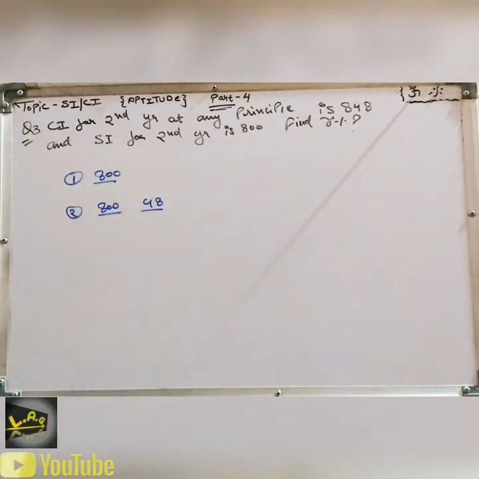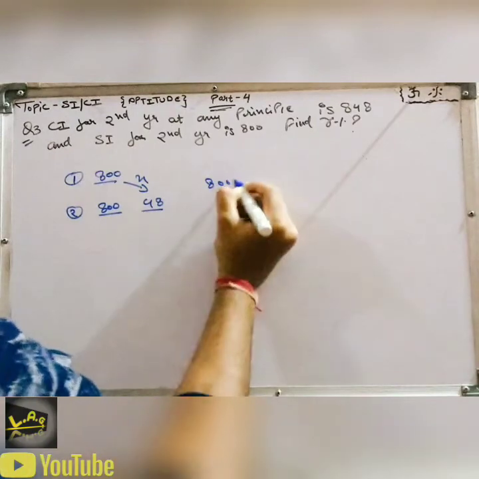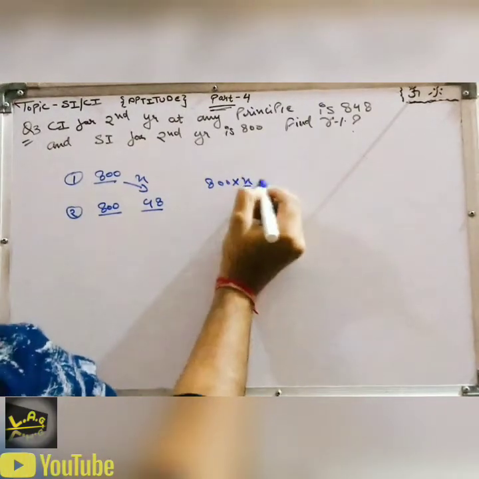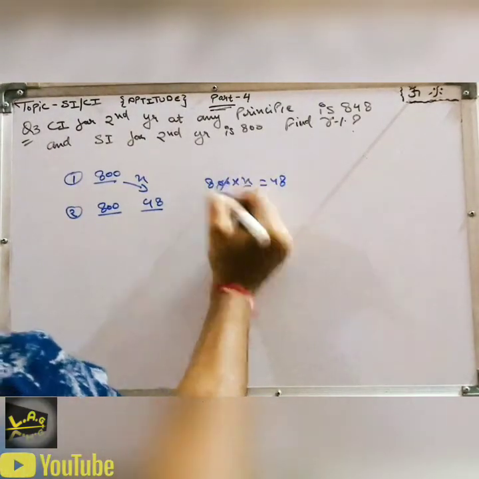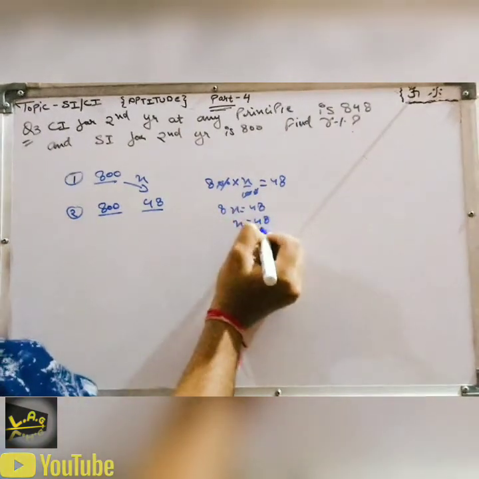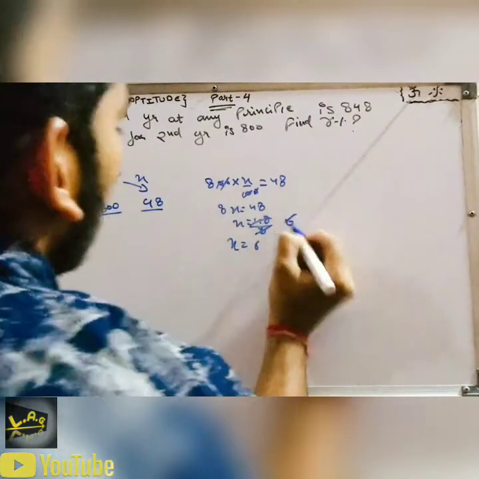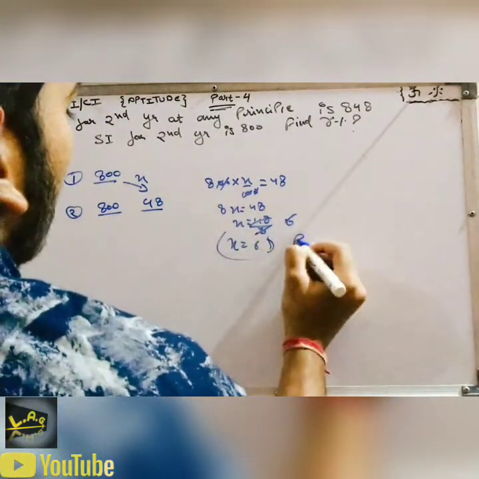Okay, now how to find the percentage? The same as well, x percent, 800 into x by 100, that is 48. 8x is equal to 48, x is equal to 48 by 8, 6, x is equal to 6, rate percent 6%.